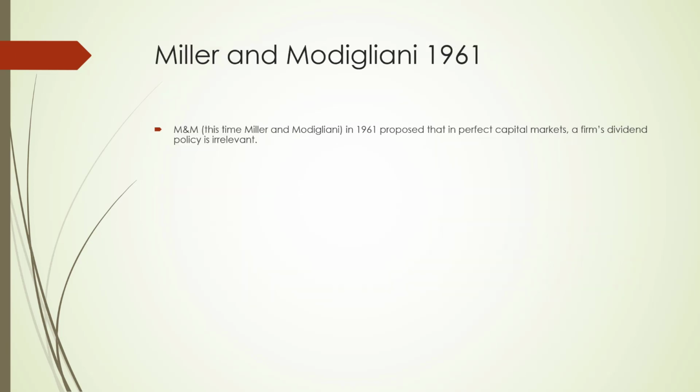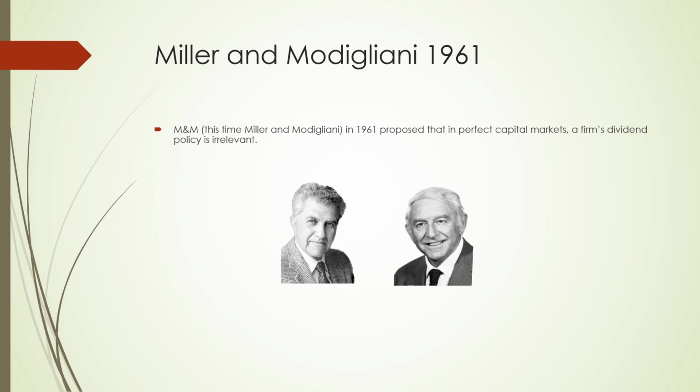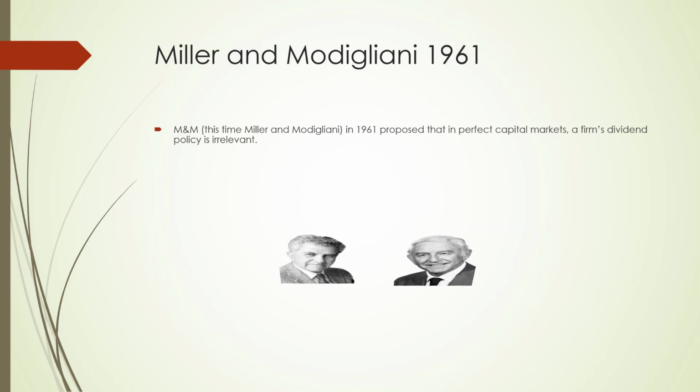Now, let's talk about the three major theories of dividend policy. And so the very first one, there was work on dividends prior to this, but this was the first rigorous theory on dividend policy, was Miller and Modigliani. Now, this is the same M&M that we talked about in chapter 16, only this time it was Miller and Modigliani instead of Modigliani and Miller. So in 1961, they wrote a paper where they claimed that the firm's dividend policy is utterly irrelevant.